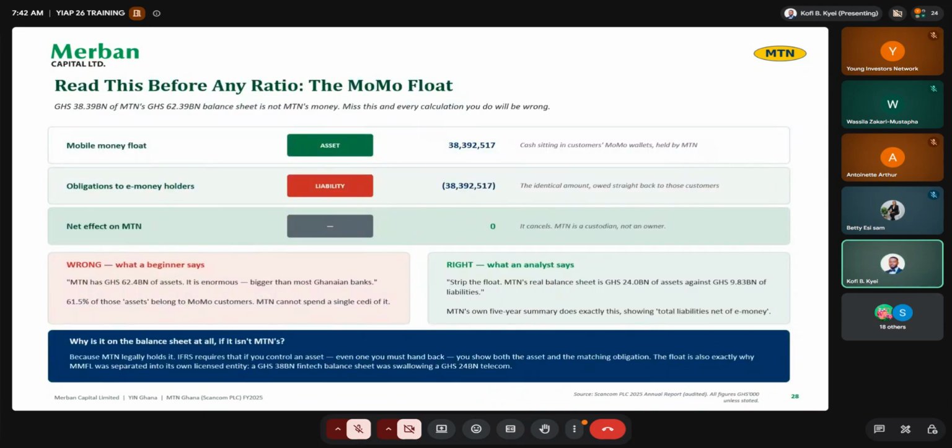Now, let's zoom into the Momo float. Most of the discussions we've had have been mainly on MTN Mobile Money or MTN. But zooming into the Momo float, we realize that 38.4 billion of MTN's 62.4 billion balance sheet is not MTN's money.